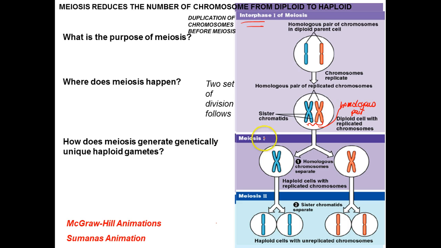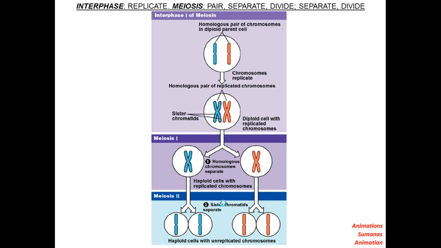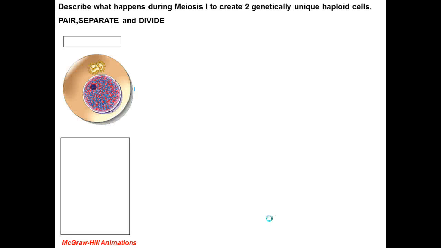After meiosis 1, you cut the chromosome number in half, and then you further cut in half again, and you produce haploid cells. And as you can see, between meiosis 1 and 2, there is no replication. So basically, during meiosis, you are replicating the DNA, pairing up those homologous pairs, and then separating and dividing, and then separating again. So there are 2 phases, 2 sets of division.